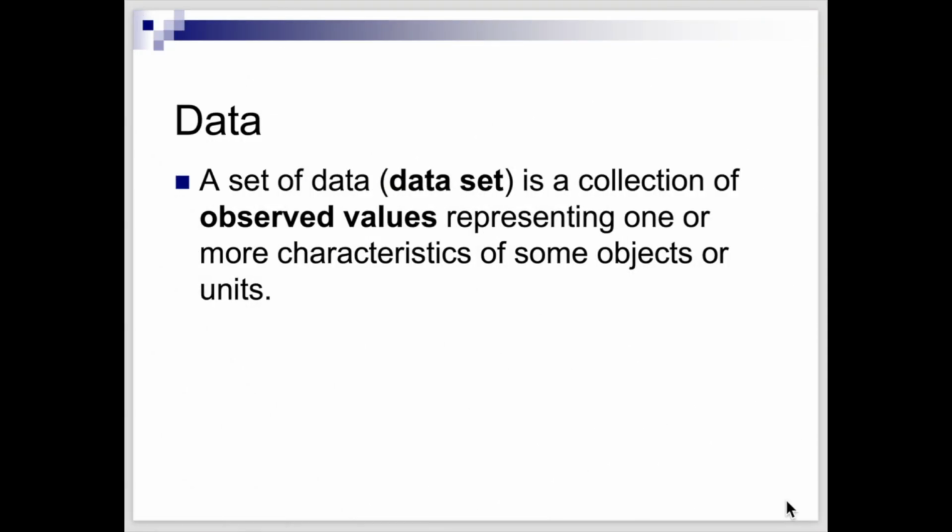And so let's talk about data. A set of data, or a data set, is a collection of observed values representing one or more characteristics of some objects or units. So that's a very general type of definition. I'm sure that you're very familiar with data. You're probably performing experiments and studies where you're collecting data, where you're generating data, and so you have a very good idea of what data actually is.